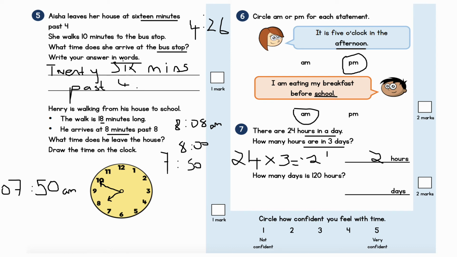2 times 3 is 6. Add the 1, it is 7. So the answer is 72 hours. How many days are there in 120 hours?